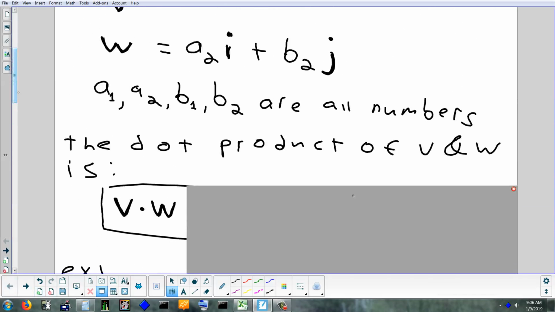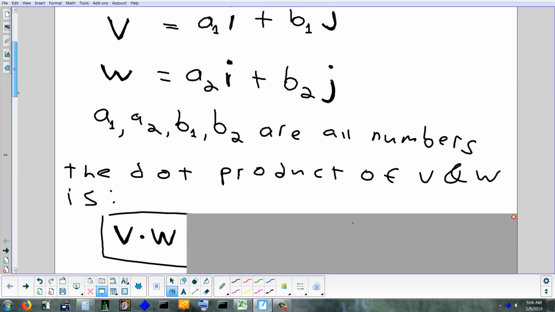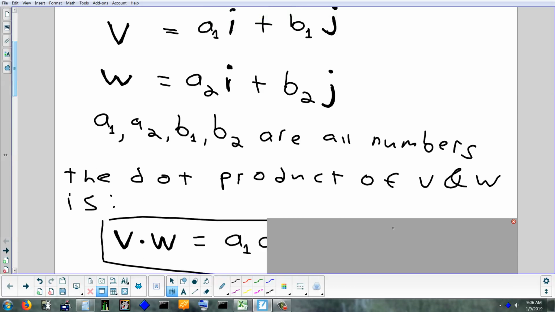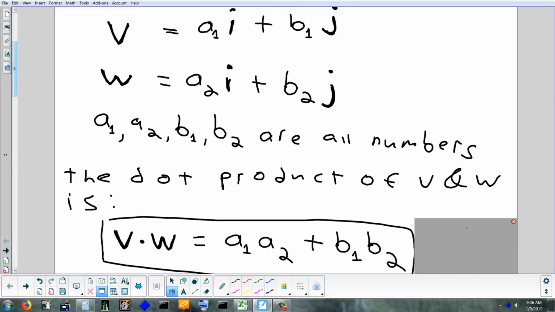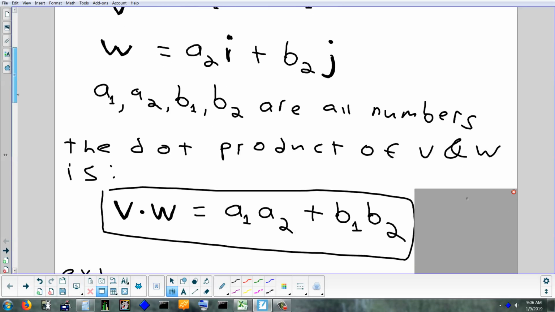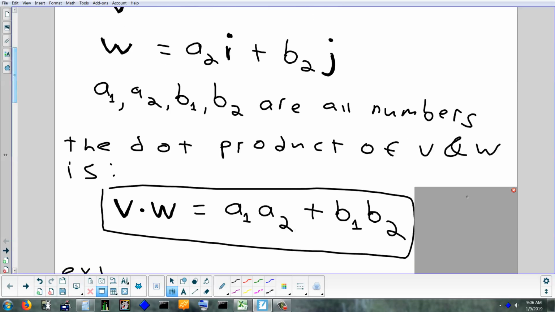Okay. Very easy to find a dot product. To find a dot product, you take the horizontal component of the first vector and the horizontal component of the second vector, and you multiply them. a1 times a2. Plus, take the vertical component of the first vector, take the vertical component of the second vector, and multiply those together. And that's how you find a dot product.